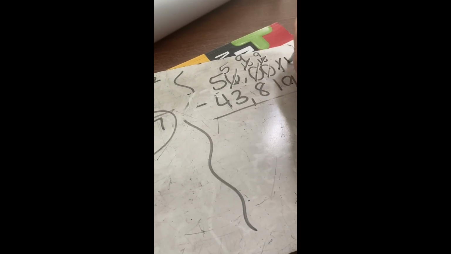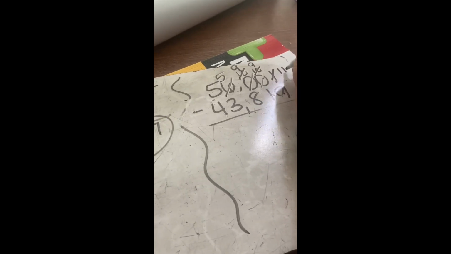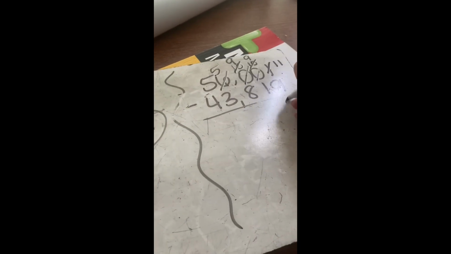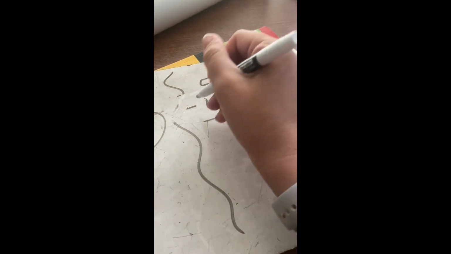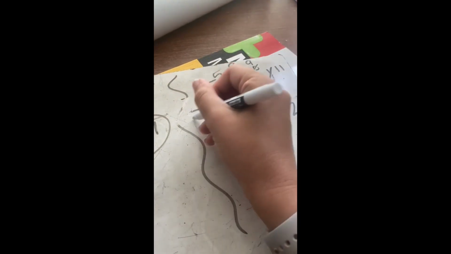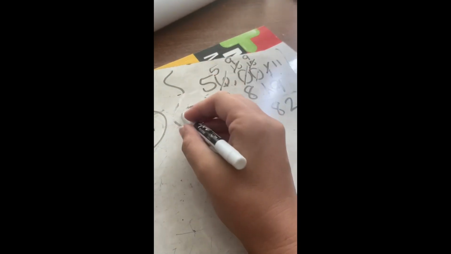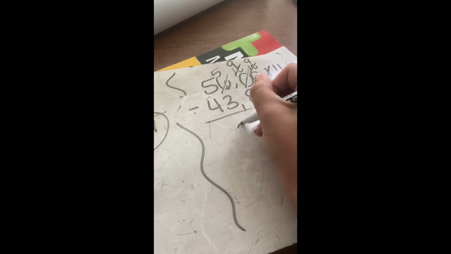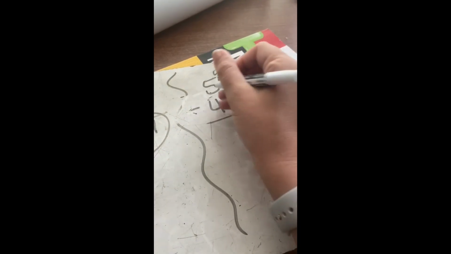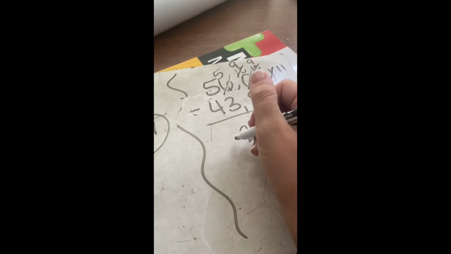That becomes 9 tens. This becomes 11 because 10 plus the 1 I had is 11. 11 minus 9 is 2. 9 tens minus 1 ten is 8 tens. 9 hundreds minus 8 hundreds is 100. 5 thousands minus 3 thousands is 2,000. 5 ten thousands minus 4 ten thousands is 1 ten thousand.